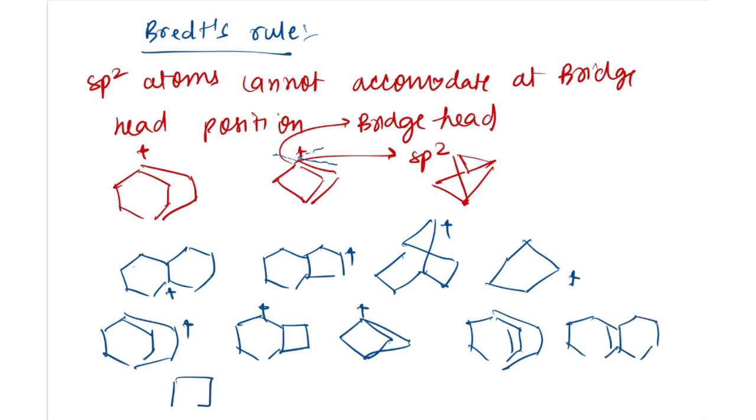So which can exist or which cannot. This can exist, yes, this can exist, this can exist, this can exist, this can exist, this not, this can exist, this can exist, and this can also exist. So particularly this will not exist, because this is a bridgehead carbon and a carbocation cannot be accommodated over here.